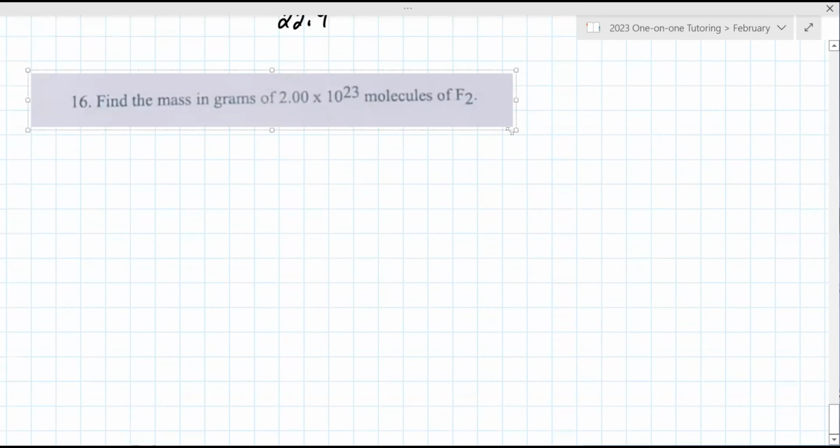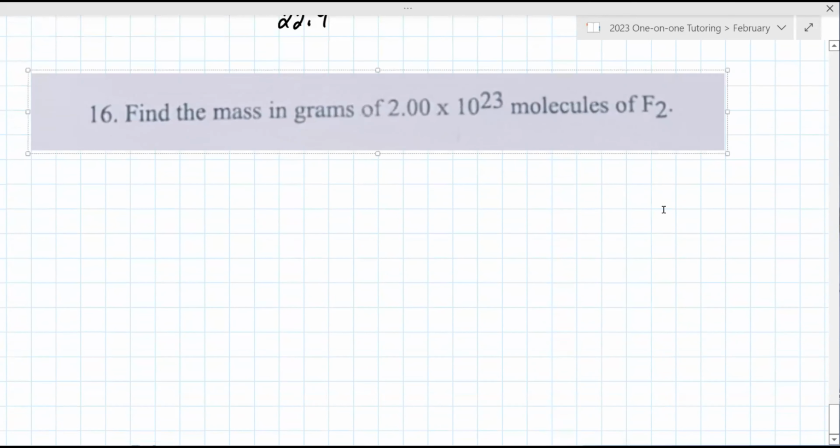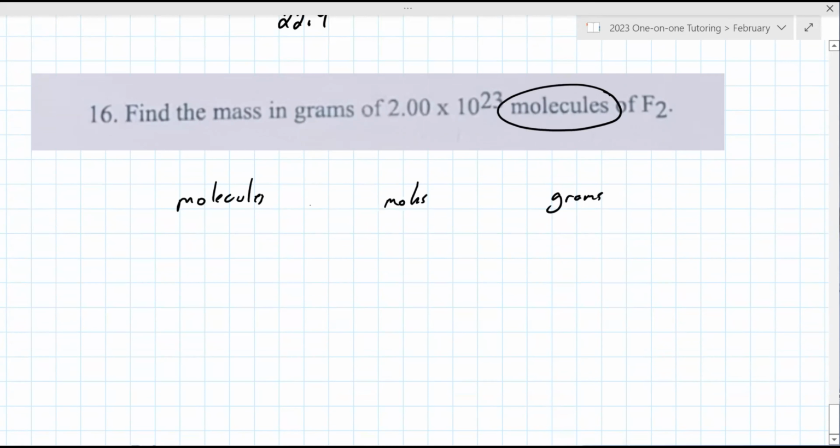Find the mass in grams of 2 times 10 to the 23rd molecules. So you're starting with molecules, and your goal is to get to grams. That means you've got to go to moles in between. So you start with the given quantity.